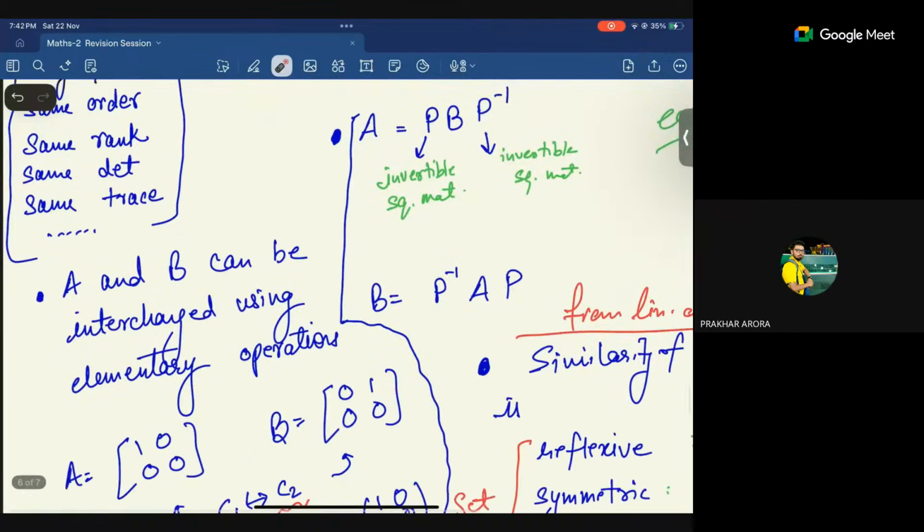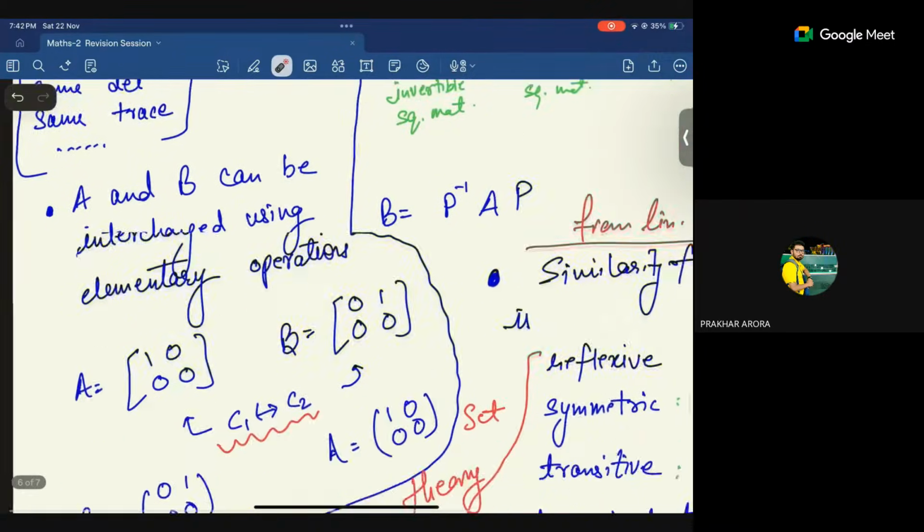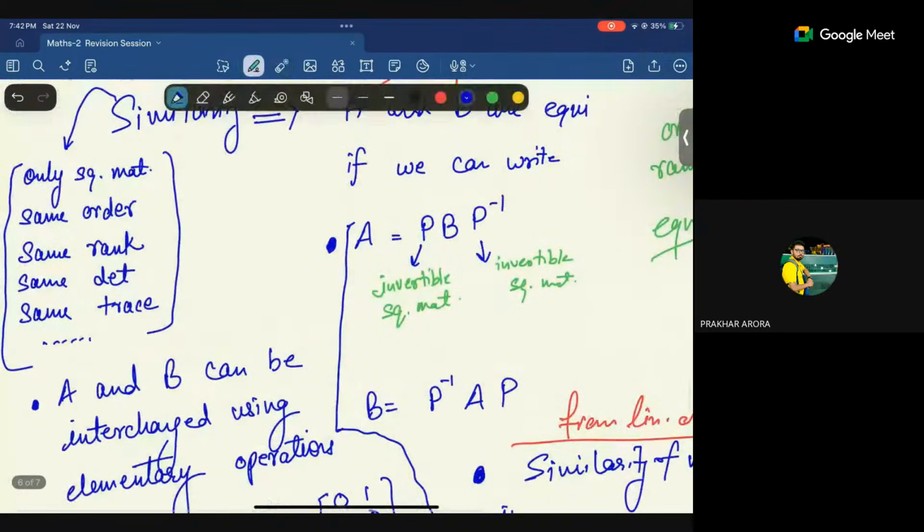The other thing that is very important here is: if A is similar to B, then A is also equivalent to B.